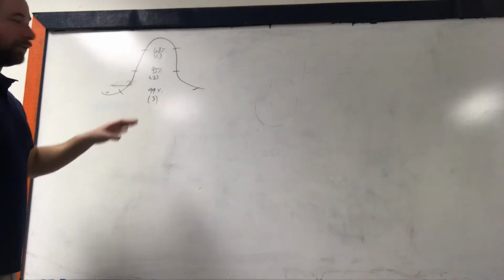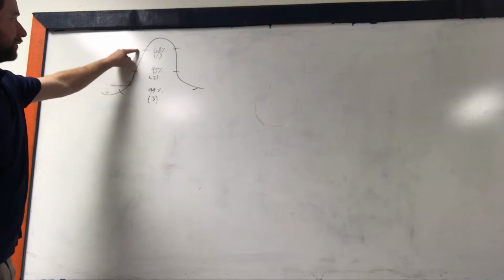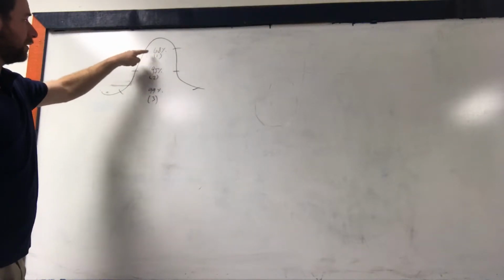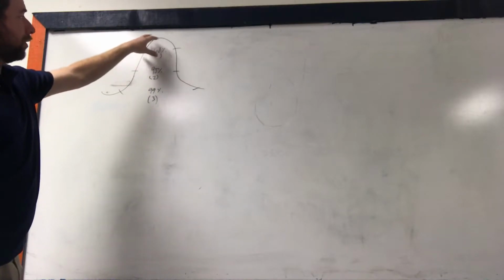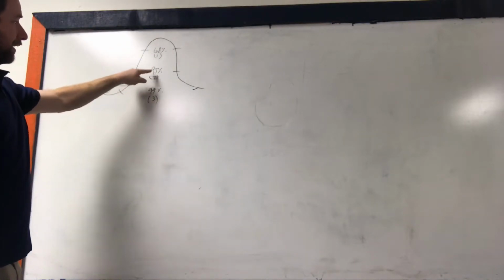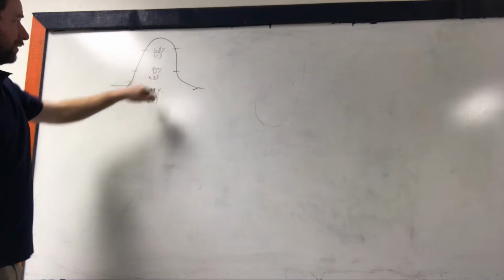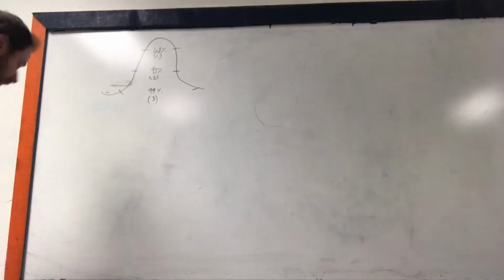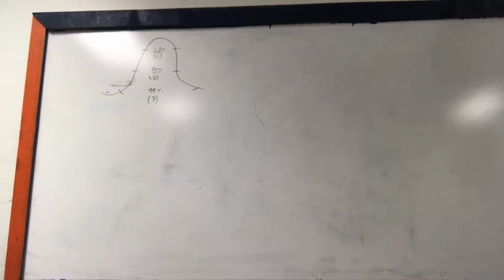Well, what they say in this bell curve is that 68% of the students are going to be one standard deviation away from each other. 95% will be 2 standard deviations away from each other. And 99% will be 3 standard deviations away from each other.